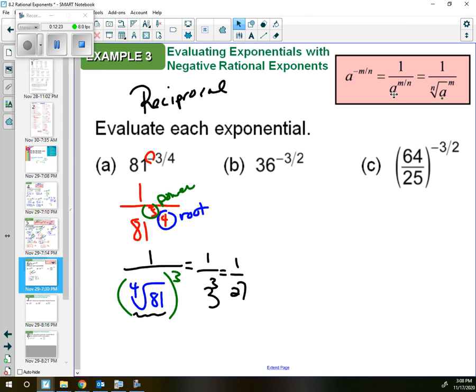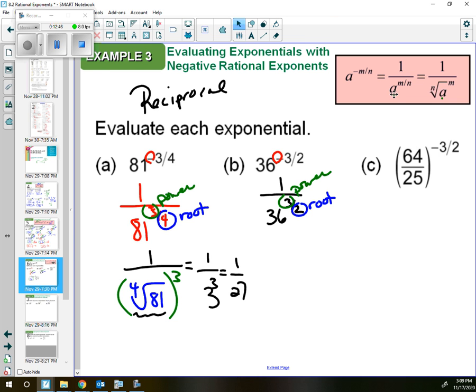All right, so take a peek at the next one. See how we have that negative sign up in the exponent? Once again, that means reciprocal. So that means 1 over 36 to the 3/2 power, reciprocal, right? So the negative means 1 over, or reciprocal. So the 2 is my root, and the 3 is the power I raise it to.